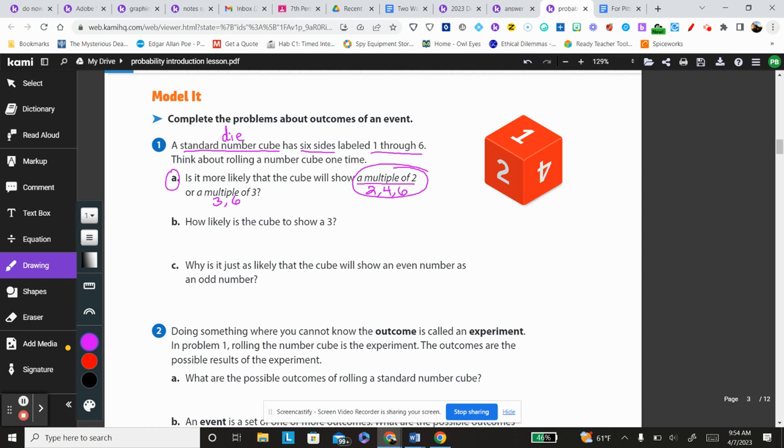Is it very likely? It's not very likely at all. Why not? How many 3s are on this die? One. Okay? There's only one 3 on here. Everybody understand? Are y'all sure? This is not likely. I thought this was going to be easy. It's not likely at all, okay? Why is it not likely? There's only one 3 on the die.